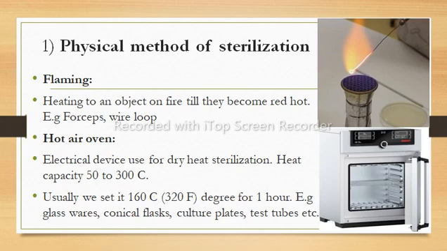They have two types: gravity convection type, in which air is circulated by gravity convection, and mechanical convection type, in which air is circulated by fans. They have heat capacity 50 to 300 degrees centigrade, but we usually set it at 160 degrees centigrade for 1 hour. It is used for glasswares, conical flasks, culture plates and tubes, etc.